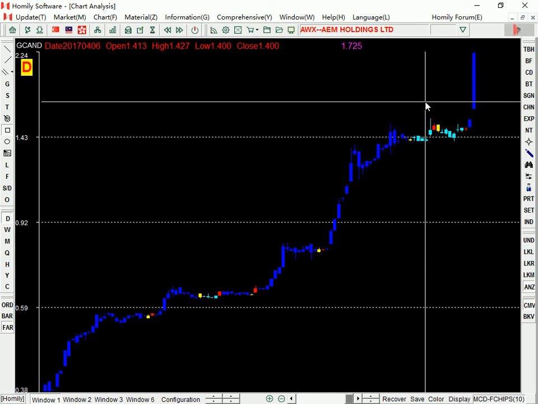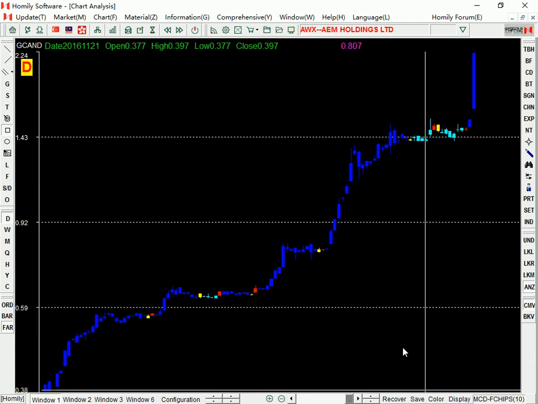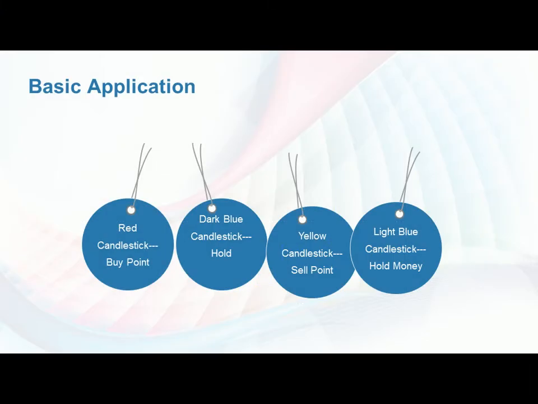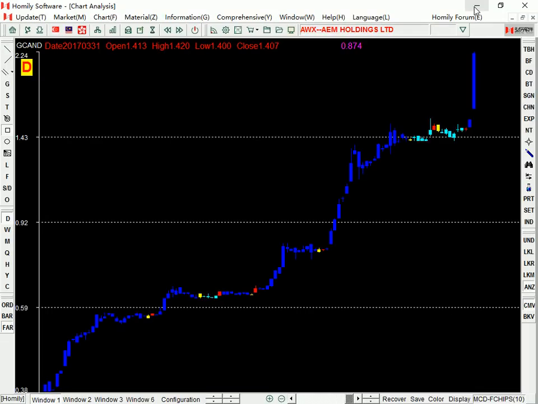Then this one is simple, right? Just see the color, it's okay. Different with channel. This one only see the color. Okay, so what the color means? The red candlestick means the buy point. Dark blue candlestick means hold your stocks. Yellow candlestick means sell point. Light blue candlestick is the hold money signal. Okay, so whether can buy, can hold, or can sell, you just follow this information.